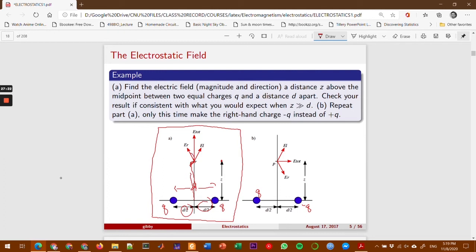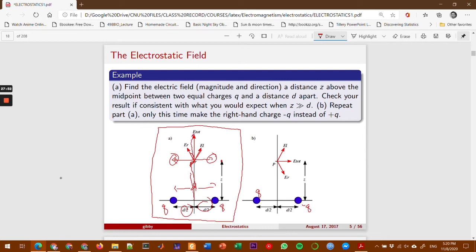this is the electric field on the right part, and this is the electric field on the left. Take note, the x components cancel, right? The electric field from the right part points toward the left, and the one from the left part points toward the right. So of course they cancel, since they are opposite. What will remain is the z component.